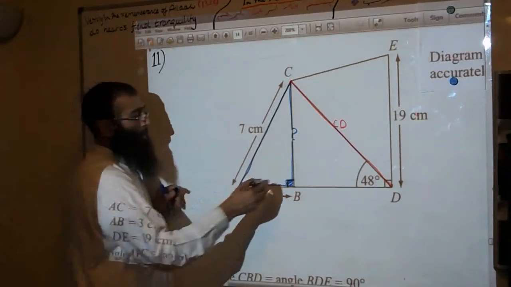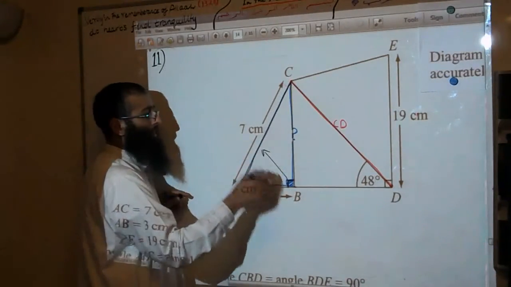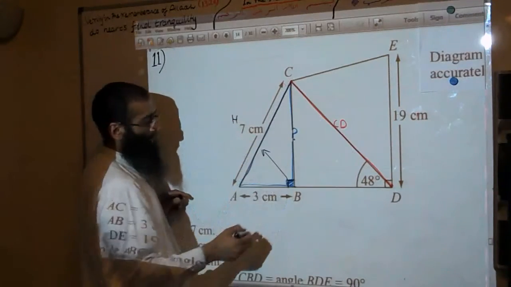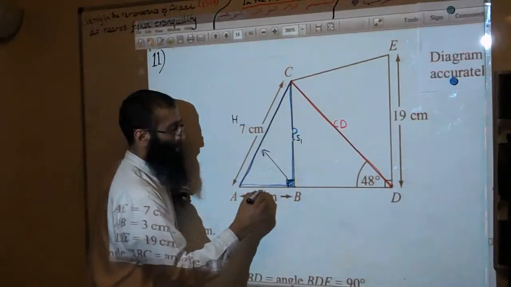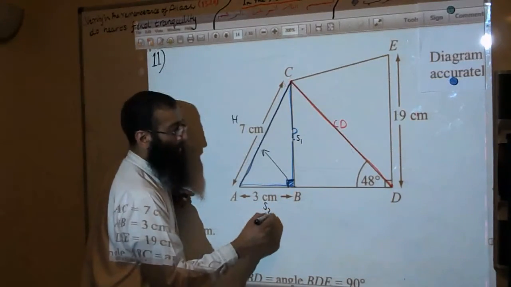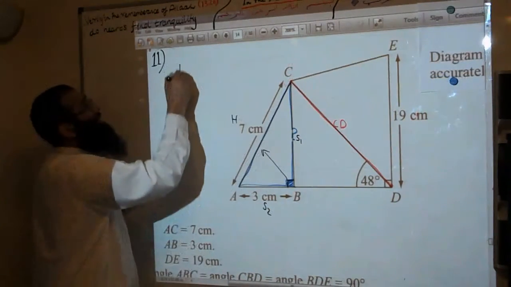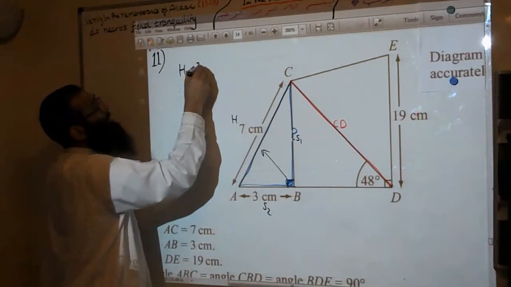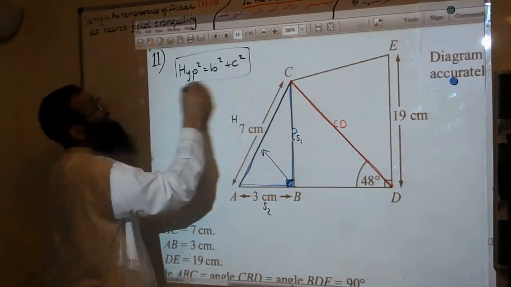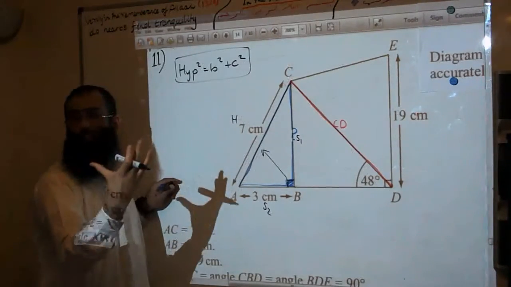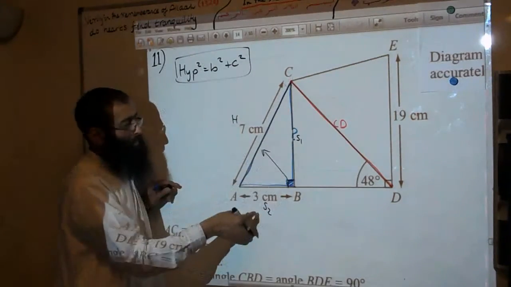Now, opposite the right angle is always the hypotenuse. Okay, and then we label the other sides. If you want to just have side 1 and side 2. If you want to use the formula that we said earlier, it was hypotenuse squared is equal to b squared plus c squared. That b squared and c squared is a generic term for side 1 squared and side 2 squared.